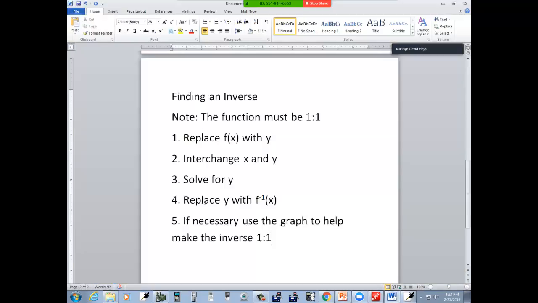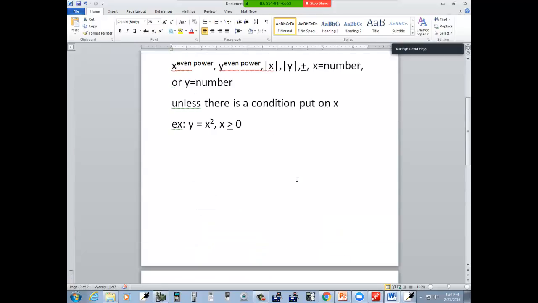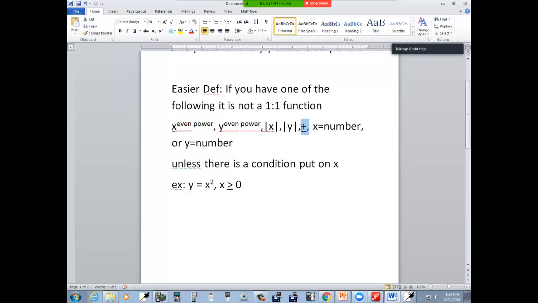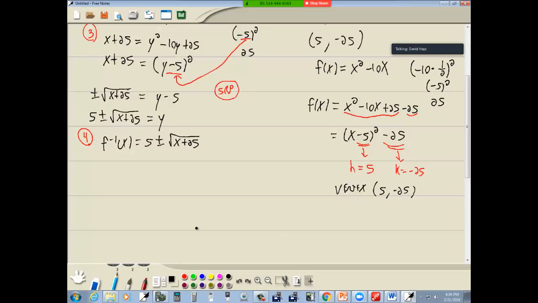Is this possible? I mean, if it's plus because it's restricted by x is greater than or equal to 5. That looks like the only reason why we can do it, because there we have to do step 5. If necessary, use a graph to make the inverse 1-to-1. Because, yeah, you're right. We said we can't have a plus or minus for a 1-to-1 function. So let's look at the graph on this.